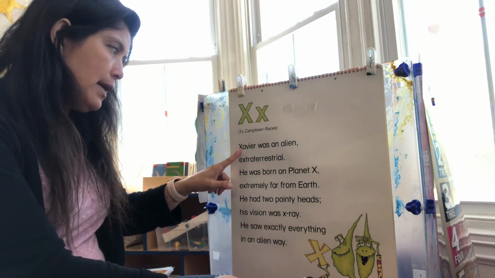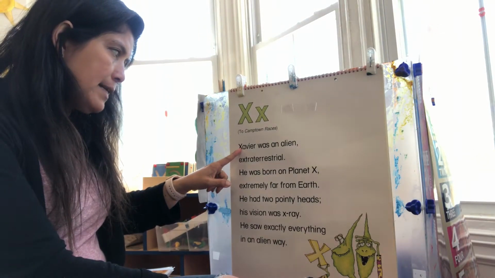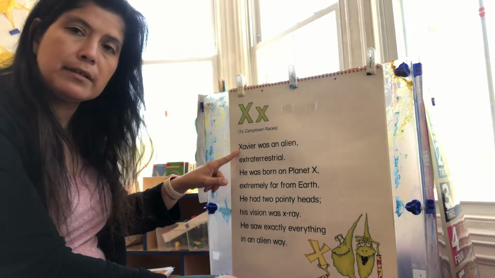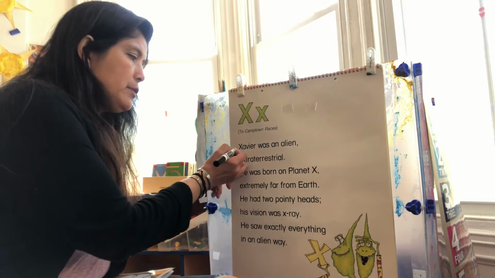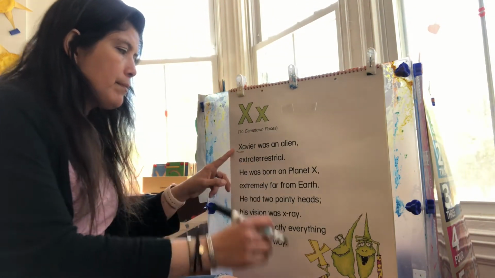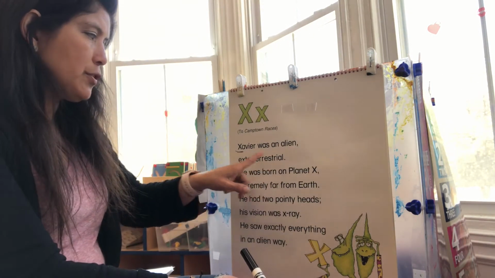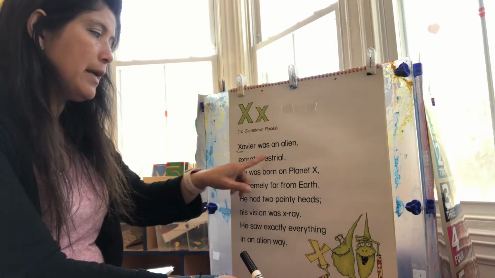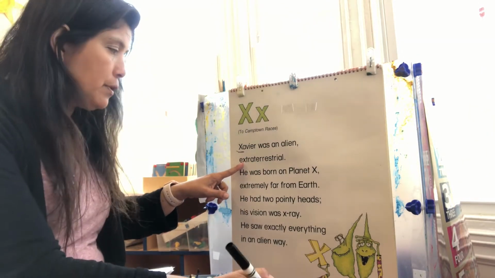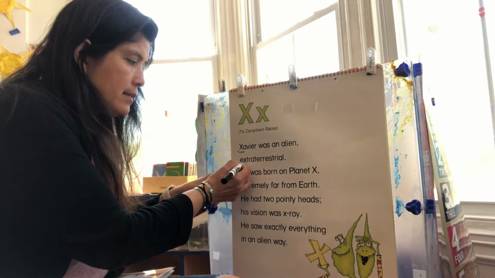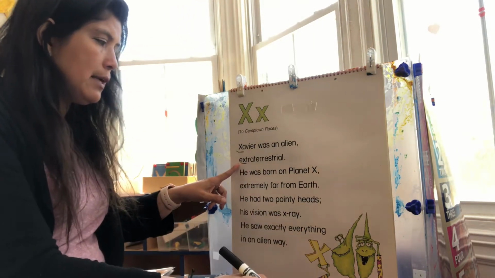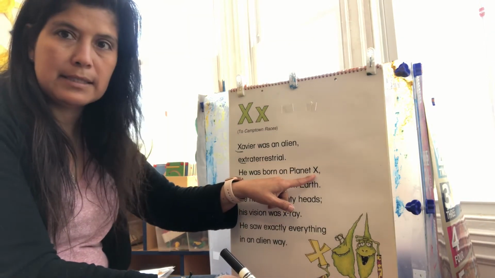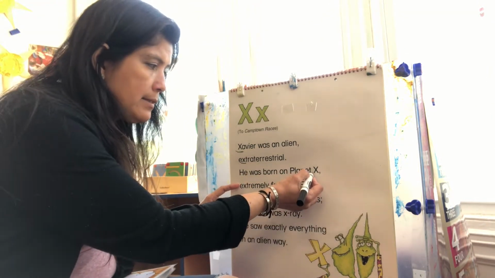So I'm going to read you a poem. It's called Camptown Races. Xavier was an alien. So Xavier begins with the letter X. So I'm going to underline the X. Extraterrestrial. Xavier was an alien extraterrestrial. In the word extraterrestrial, we have one X right there. So we're going to underline it. He was born on planet X. We will underline the X.